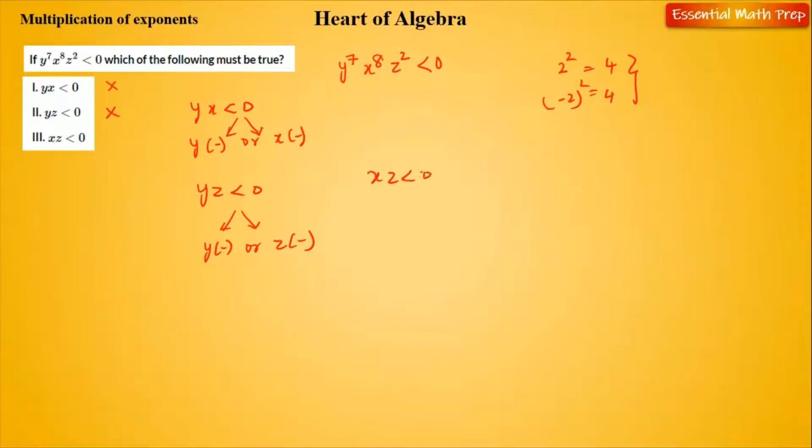xz less than 0, well, this fails right away for the reasons I mentioned earlier. x can be negative or z can be negative because they're both raised to an even power. They will never result in a negative number. Considering we're focusing on xz, y is positive. That's by default. So all three options fail. So none of the options are true. So none of the above.